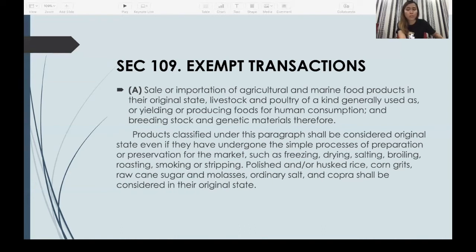raw talaga. Products classified under this paragraph shall also be considered in original state even if they underwent processes such as freezing, drying, salting, broiling, roasting, smoking, or stripping. So, we said earlier, when it is original, it should be raw. But these are considered, for example, salted eggs, they already underwent a process, that's why they are red, or why the egg is salty. So, that is VAT exempt.